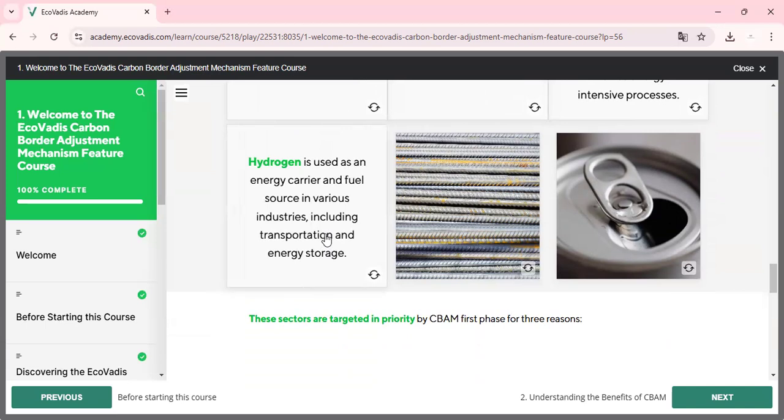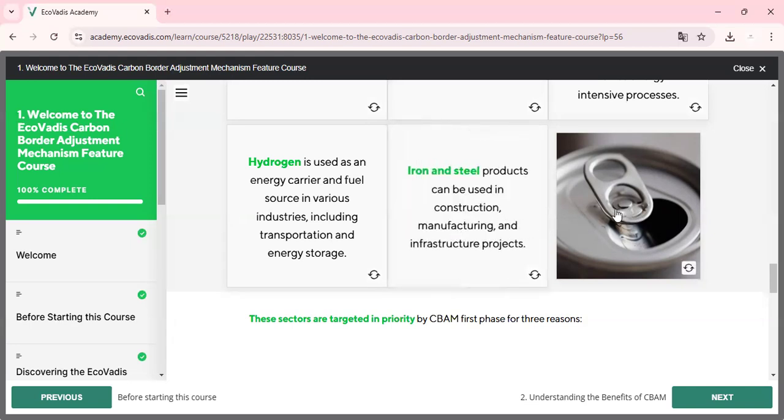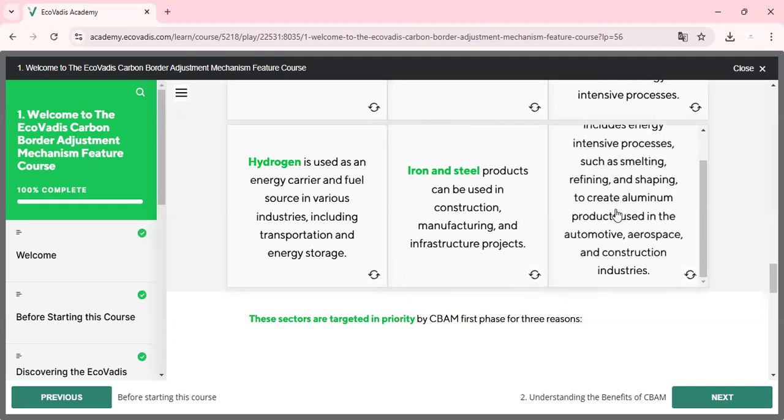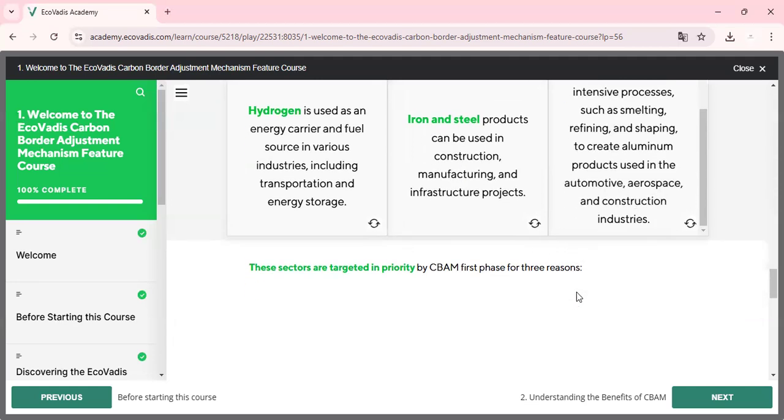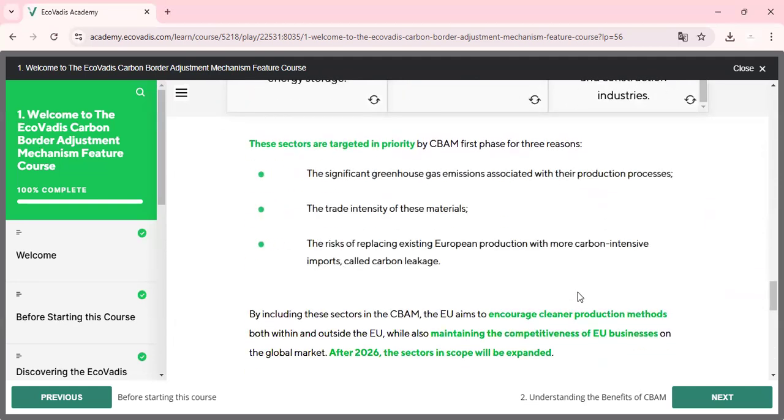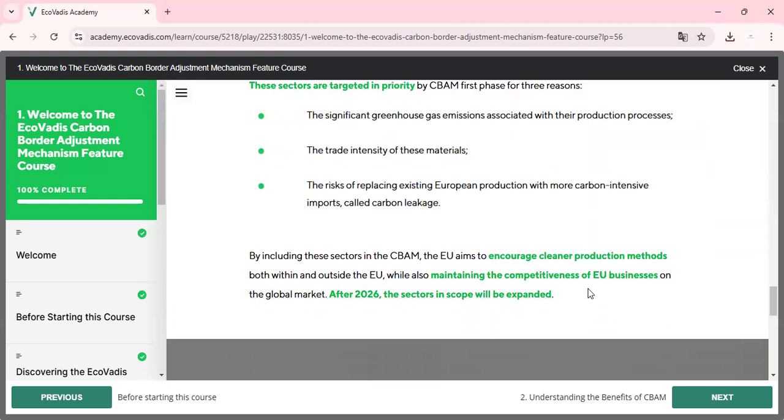Iron and steel products can be used in construction, manufacturing, and infrastructure projects. Aluminum production includes energy-intensive processes, such as smelting, refining, and shaping, to create aluminum products used in the automotive, aerospace, and construction industries. These sectors are targeted in priority by CBAM first phase for 3 reasons.